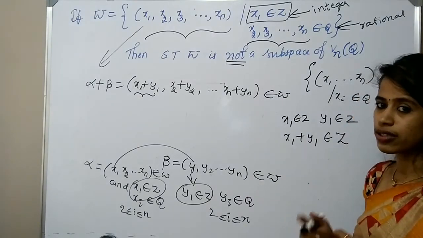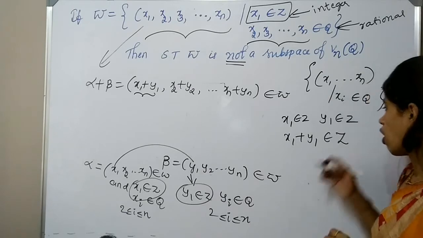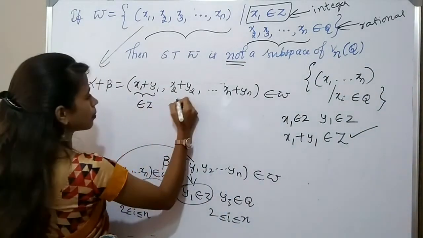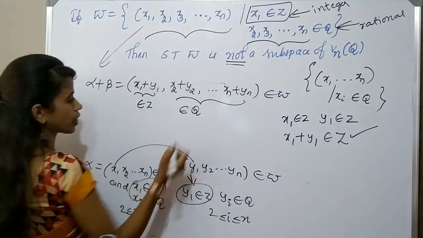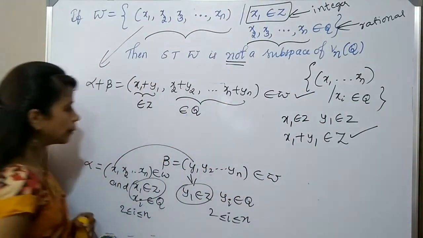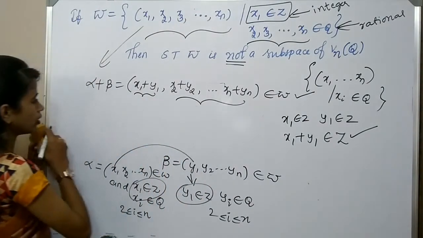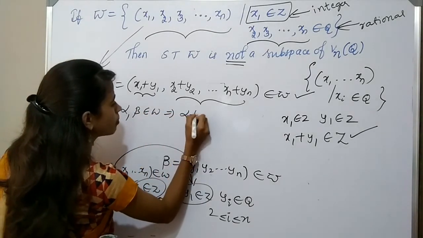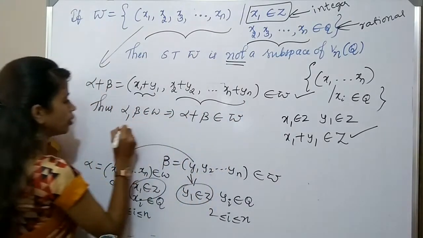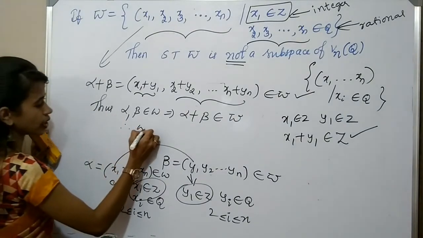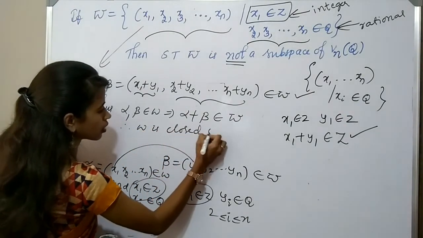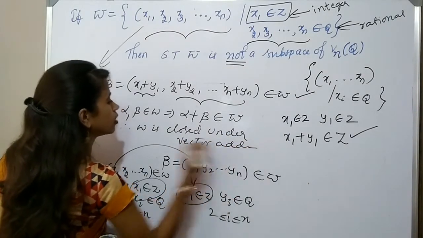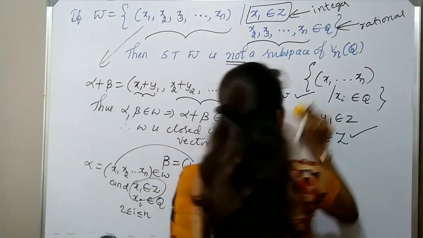Integers means the set of all 0, plus or minus 1, plus or minus 2, and so on. So the first element is clearly an integer, and the remaining are all rational numbers, therefore it clearly belongs to W. Thus alpha, beta belongs to W implies alpha plus beta belongs to W. Therefore the first condition is satisfied: W is closed under vector addition. Now let us check the second condition.